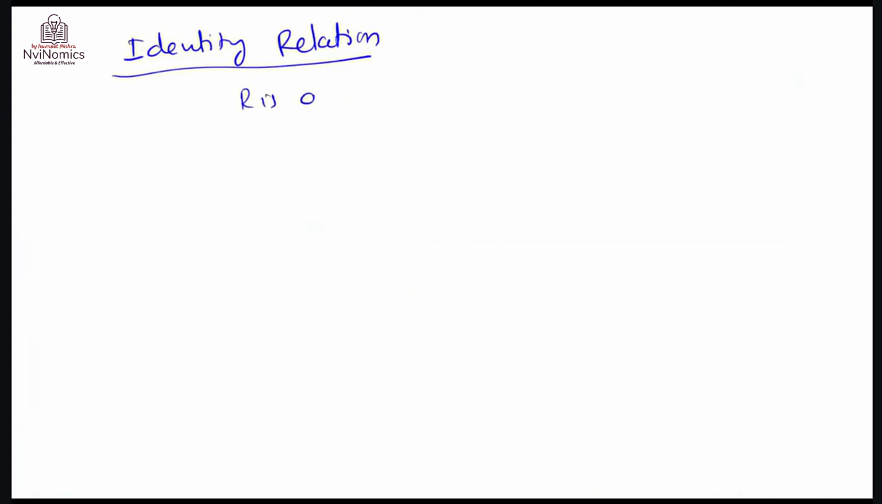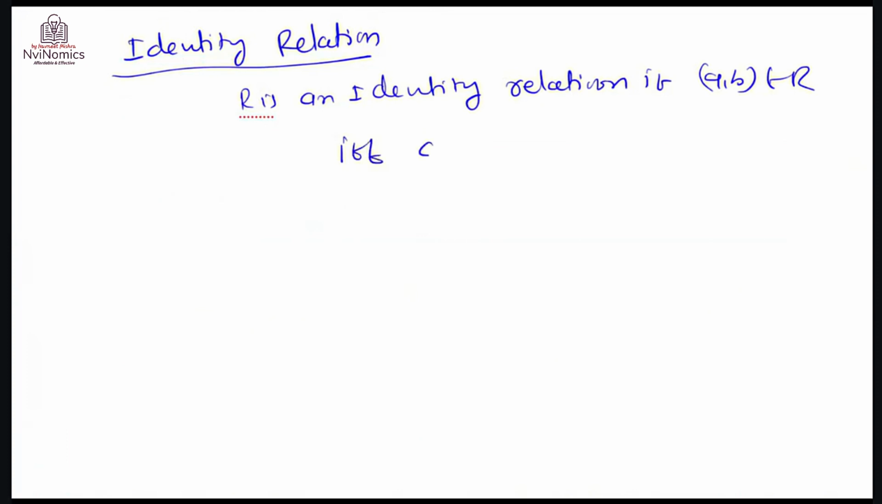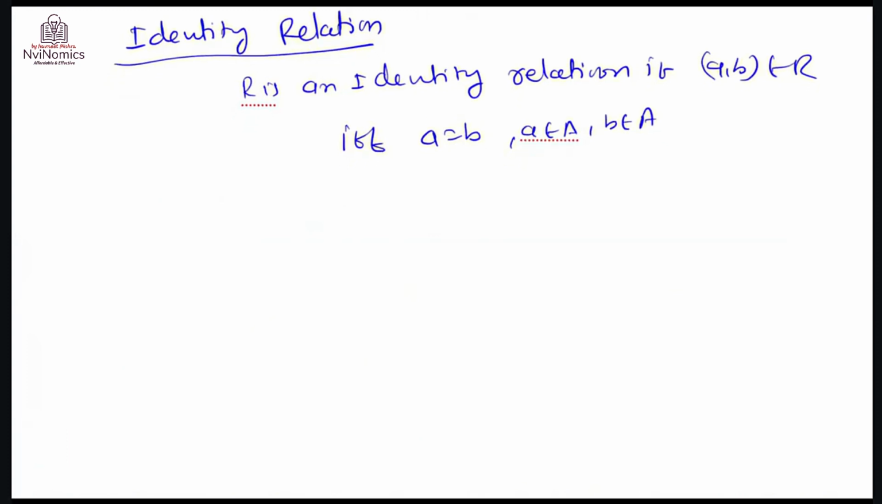So R is an identity relation if (a, b) belongs to R if and only if a equals b, that is, a belongs to A and b belongs to B. What does it mean? It means every element of A should be related to only itself.